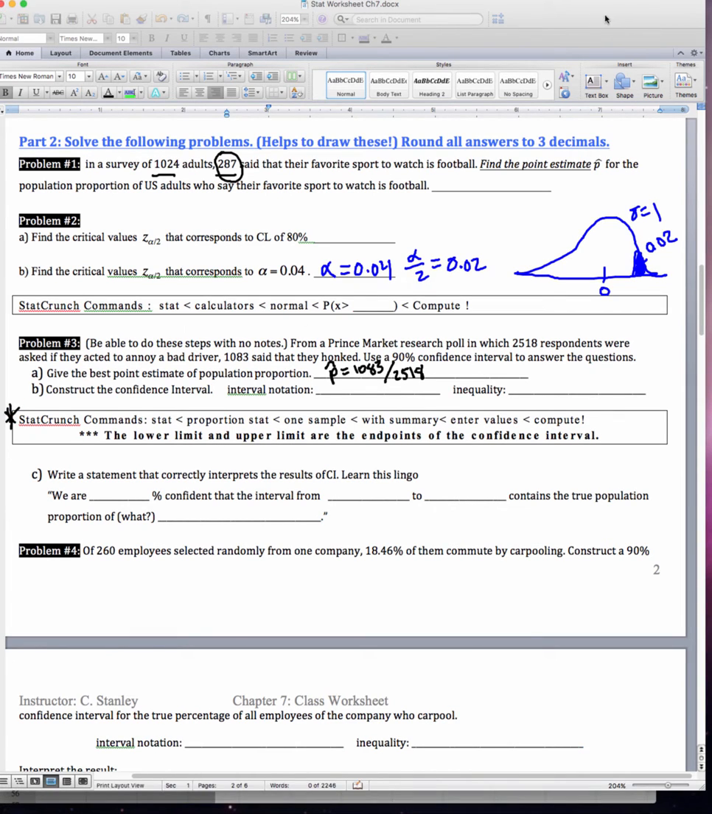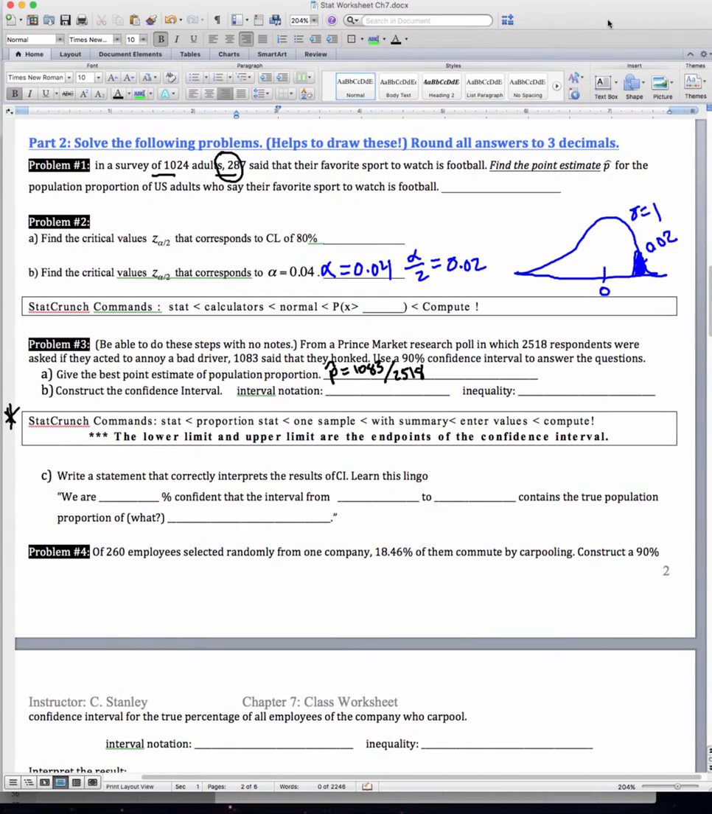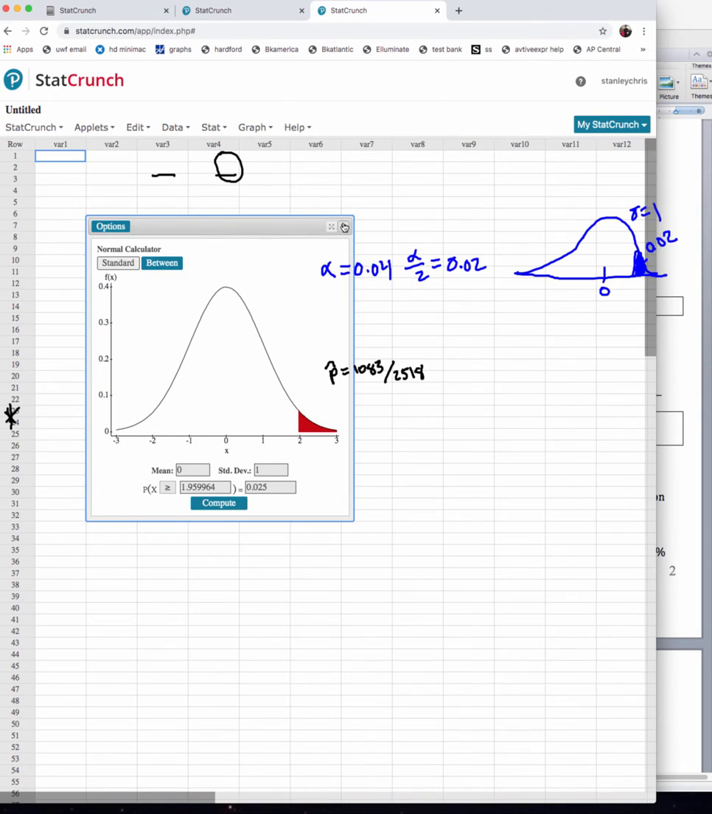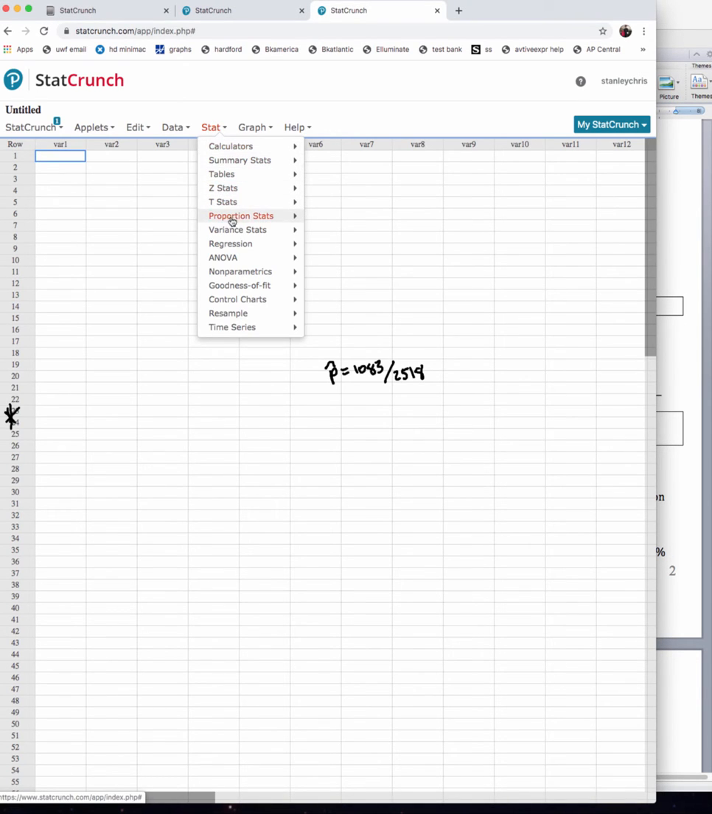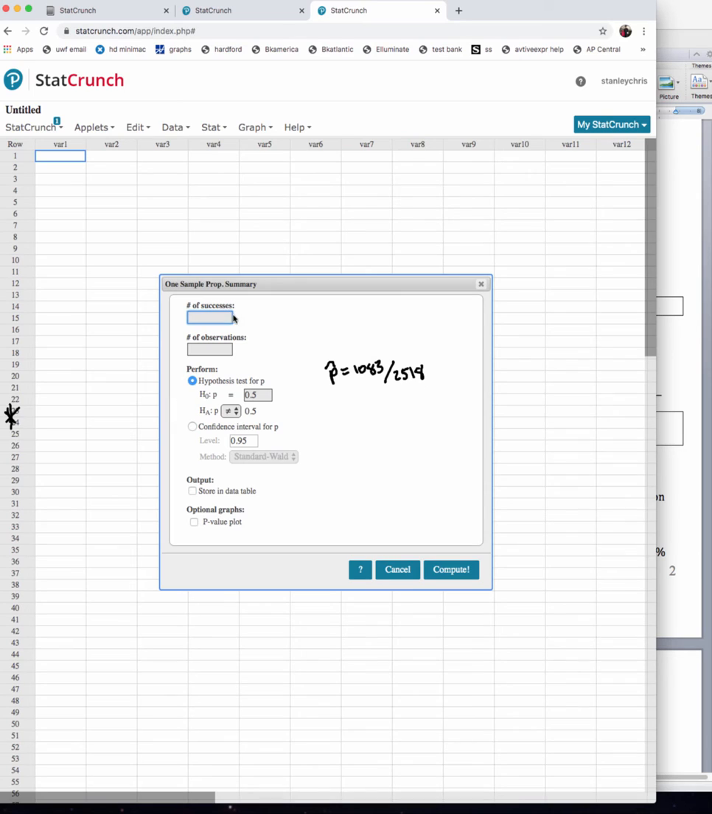So you're going to go to your Statcrunch. Okay, I don't need any of this stuff, but I do need those numbers right there. What you're going to do is hit Stat, go down to Proportion Stat, one sample. Okay, now the difference between data and summary is data would be you had a bunch of yeses and nos. Summary means they gave you all the yeses and no. How many said yes? So click on that. Number of successes, that's 1083. The number of observations was 2518.